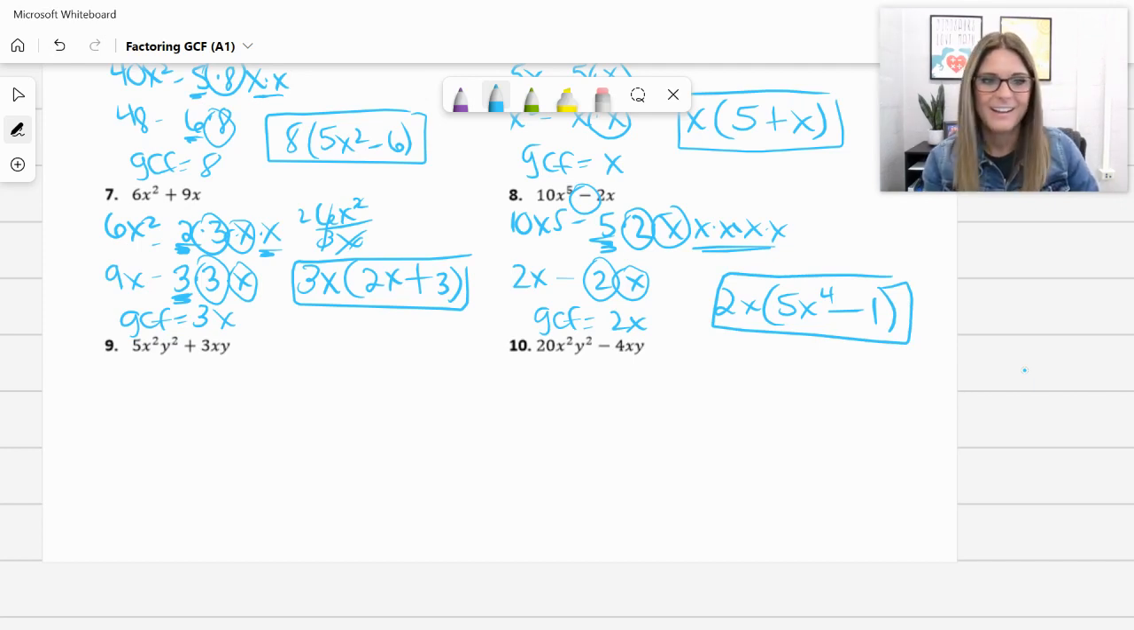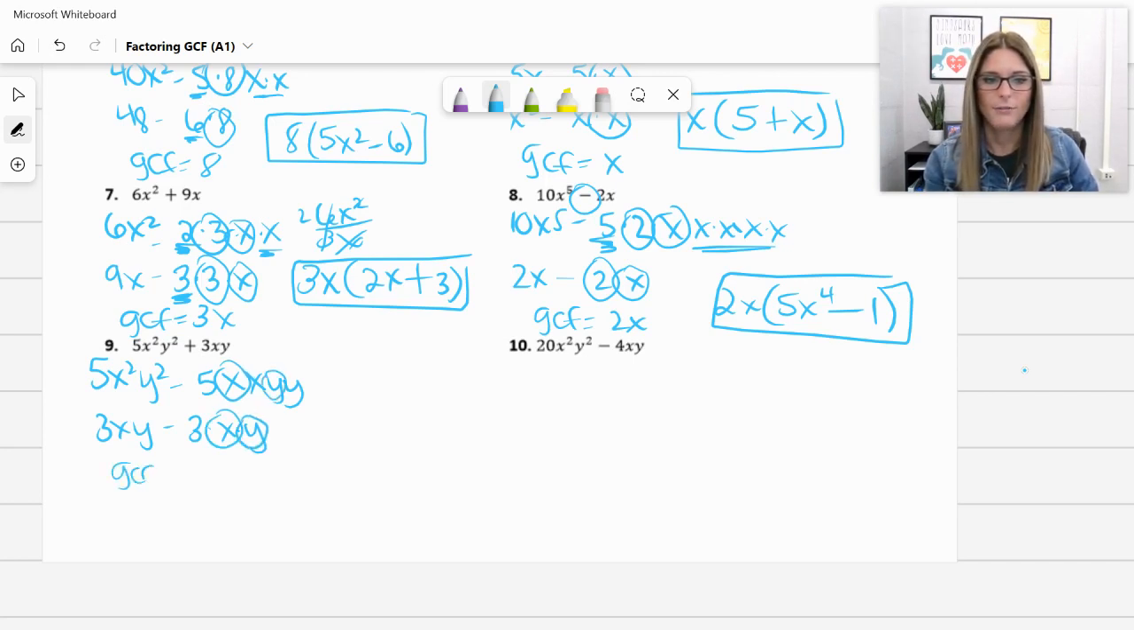Number 9, let's get messy. Woo! 5x squared y squared, 3xy. What do we got going on here? Well, 5 and 3, our coefficients of our terms, are not going to have common factors. So I'm not going to worry about them. We do have 2 x's and 2 y's in our first term. 3xy is a 3 times an x times a y. What do they have in common? A single x and a single y. So our GCF for number 9 here is xy.